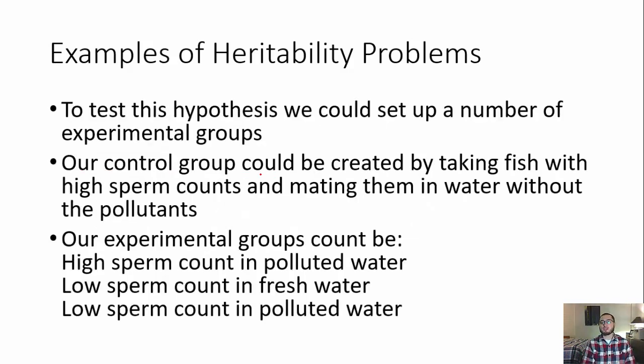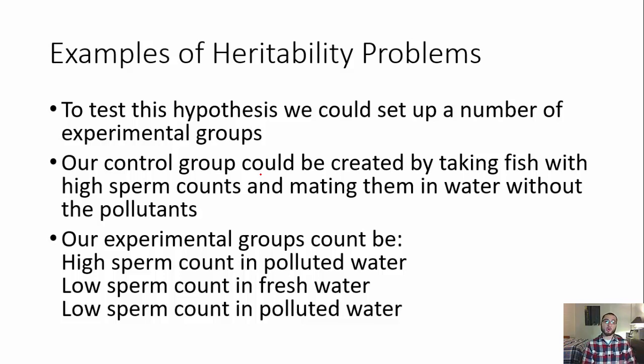To test this hypothesis, you'd have to set up a number of experimental groups. We could have our control group, created by taking fish with high sperm counts, because we're saying the low sperm count ones are not the norm. So we'll take the norm, the high sperm count ones, and mate them in water without the pollutants, in fresh water, and that'll be our control group. We'll use that to compare everything else to, and then we want to see the different outcomes of each variable in our experiment.